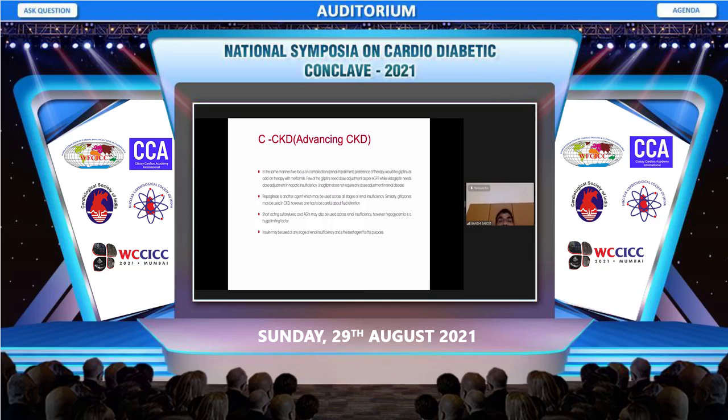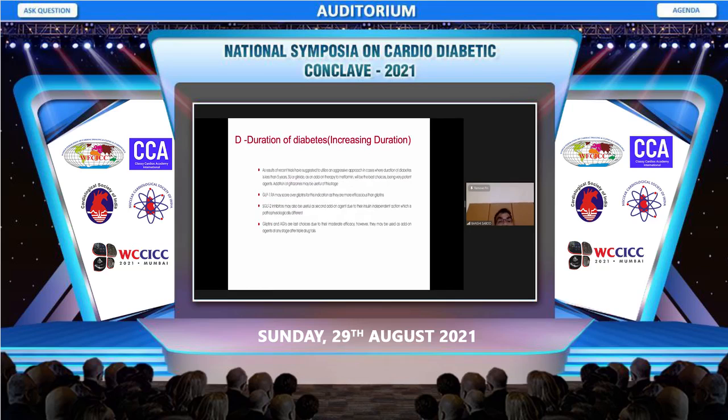We must know the status of the kidney, because there are molecules whose dosing will be different as their eGFR is different, and there are some molecules which also cannot be used in a patient who has CKD or when eGFR goes less than 30. The duration of diabetes is very important.